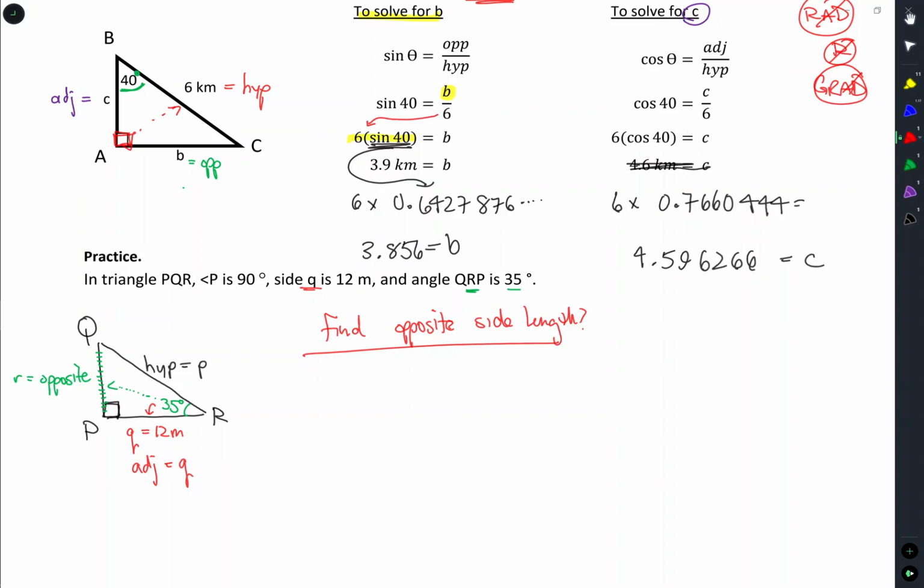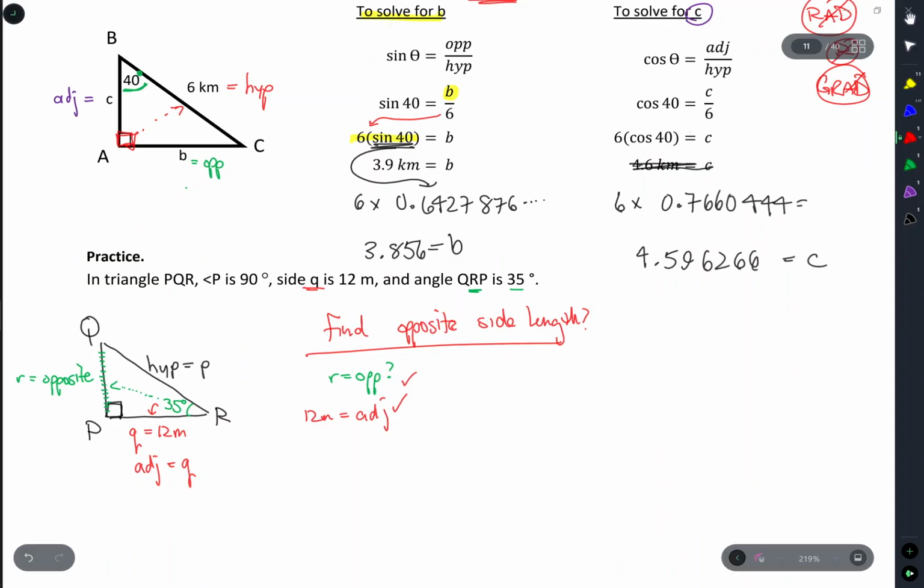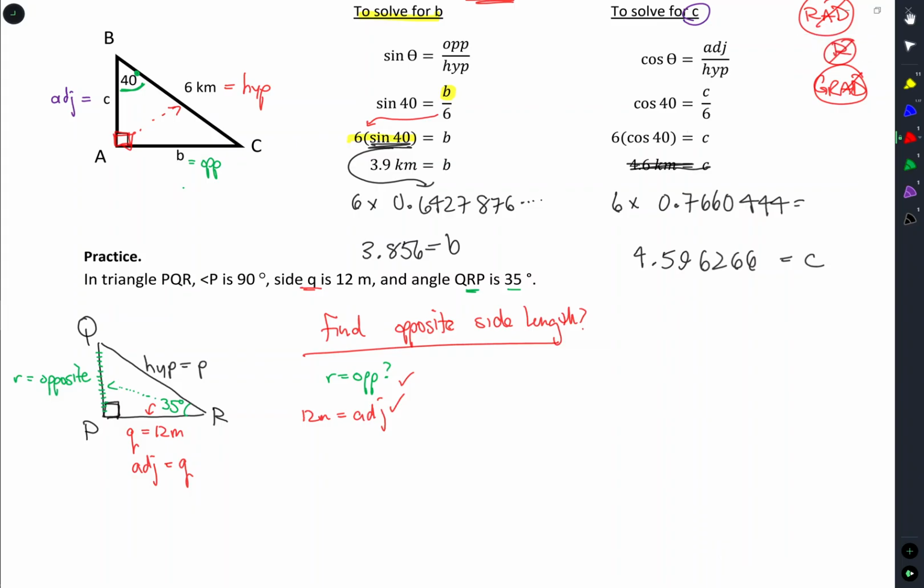So we want to find the opposite. Okay, so that's essentially the side R or the opposite. That's our unknown. What we do know is we know the adjacent side. The adjacent side is 12 meters. So we know the adjacent, we know the opposite. What we need to find is some sort of identity that's going to relate opposites and adjacents, because those are the things that we know.